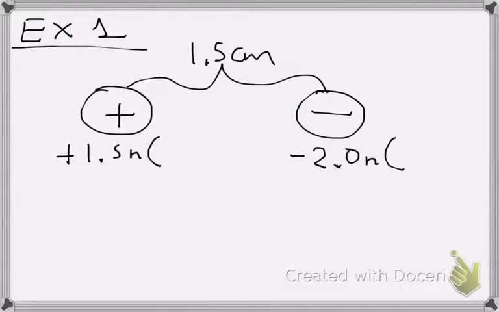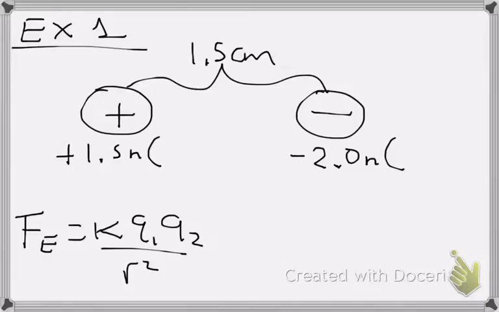So they're separated by 1.5 centimeters. And we're going to do a very quick, easy calculation. What is the force between those two particles? And we know that we have a new formula that we're going to use. So K times, and K is a constant, Q1 is the charge of one of them, Q2 is the charge of the other one, and R squared is the distance squared between them.